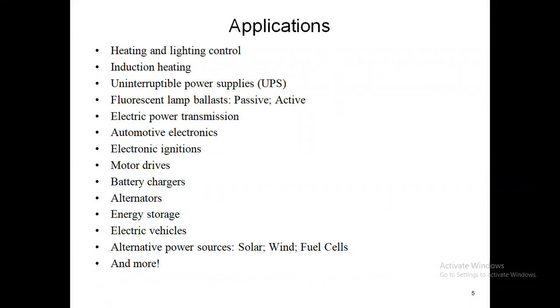So it is like a core part of this UPS. After this, if you look, there are fluorescent lamp ballasts, passive and active. After that, electrical power transmission and alternators, electrical storage, electric vehicles, and all those things need power electronics control over their application.